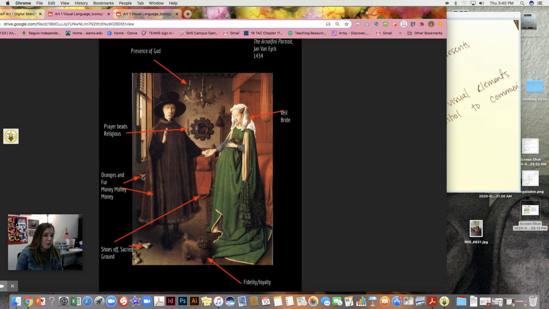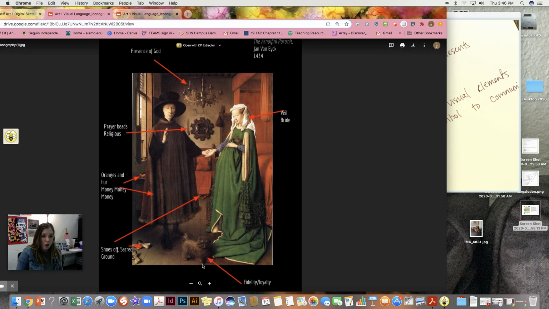We see oranges in the window, and fur. The man is wearing fur, and while it's not this way now, oranges were very scarce in Northern Europe in 1434, so those are symbols of wealth. This couple is very wealthy. We also see shoes in two different places, but they're not on the couple. So this is a representation of this space being sacred ground.